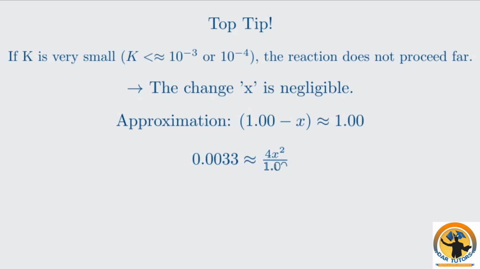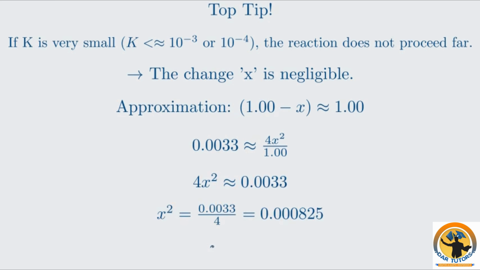This assumption simplifies the equation to 0.033 equals 4x squared over 1, which is much easier to solve. With this approximation, we solve for x. 4x squared equals 0.033, so x squared is 0.033 divided by 4, which is 0.00825. The square root of this gives x equals approximately 0.029. This is our change value.